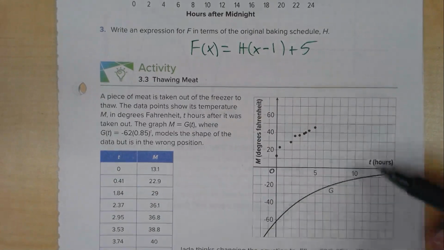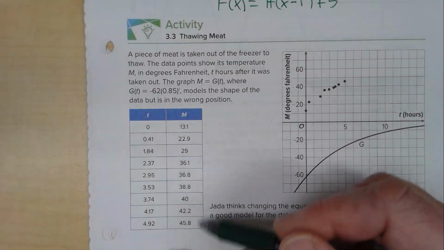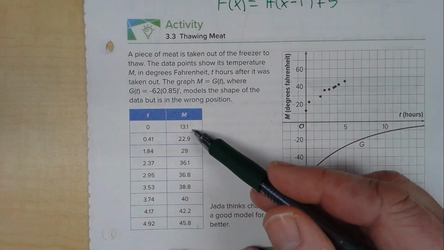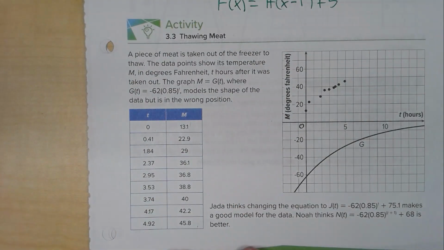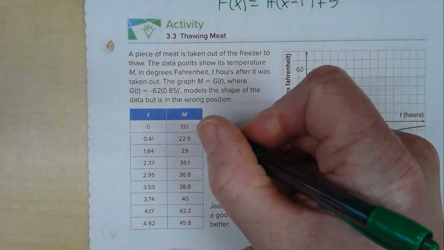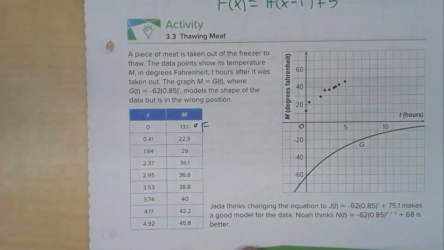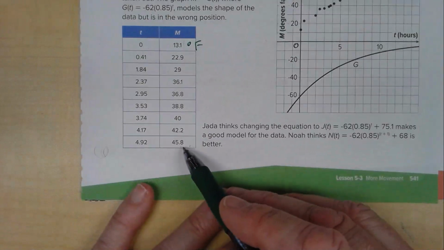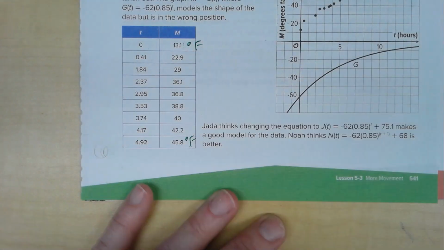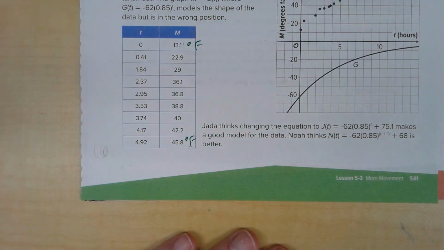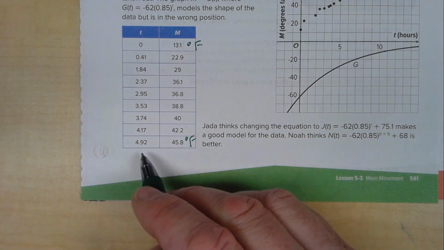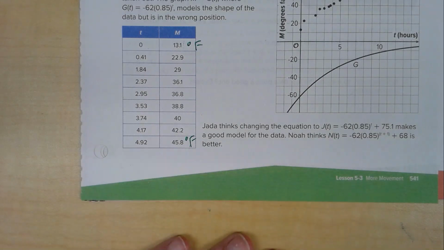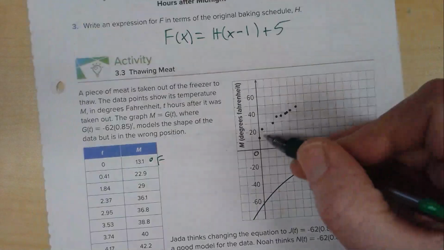So we want to fit the data here. This is the original data for the meat, so that's what it's coming out as. This is in degrees Fahrenheit, so it's 13 degrees Fahrenheit when it comes out of the freezer, and then it warms up to 45 degrees Fahrenheit at, this is hours, so basically 5 hours later. So the graph is like this.